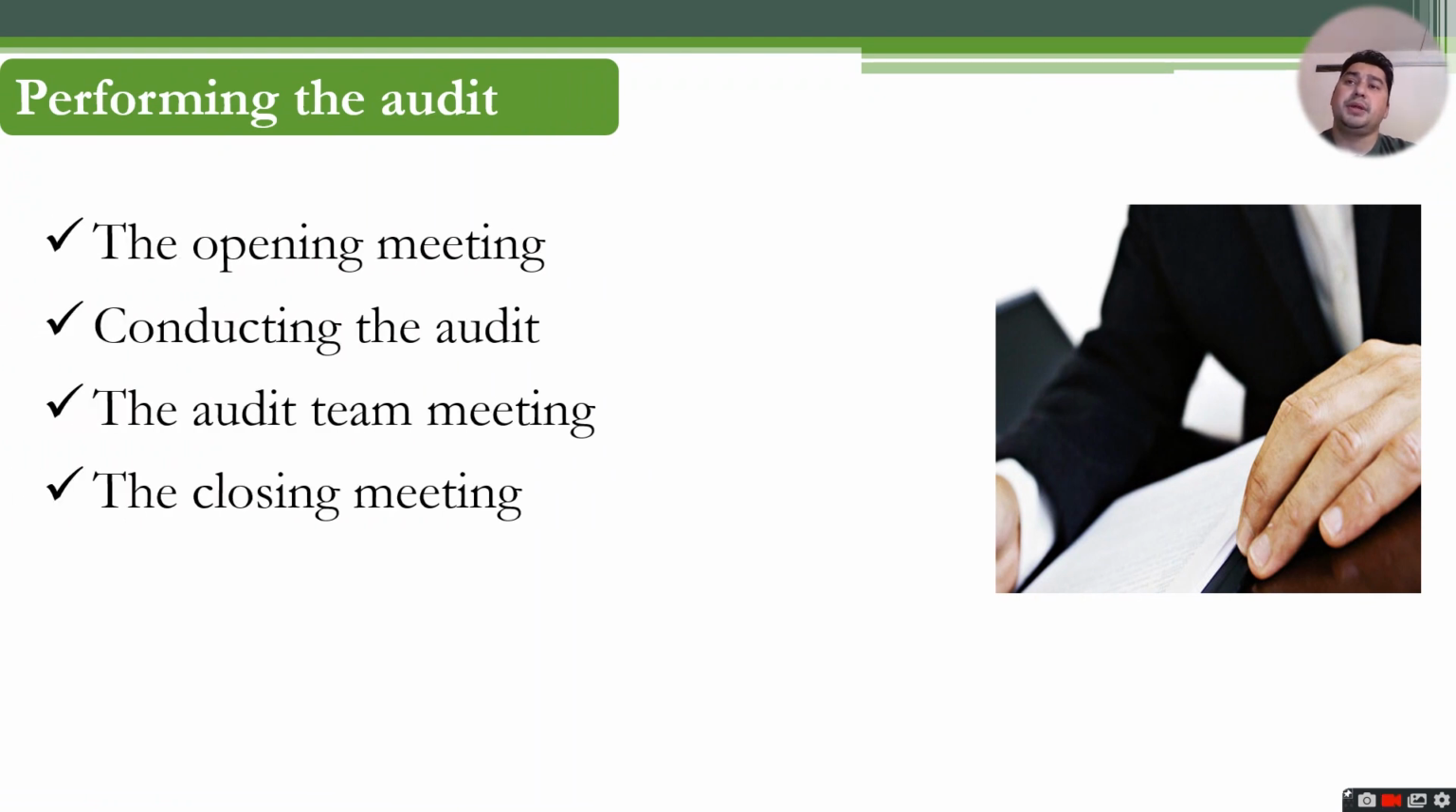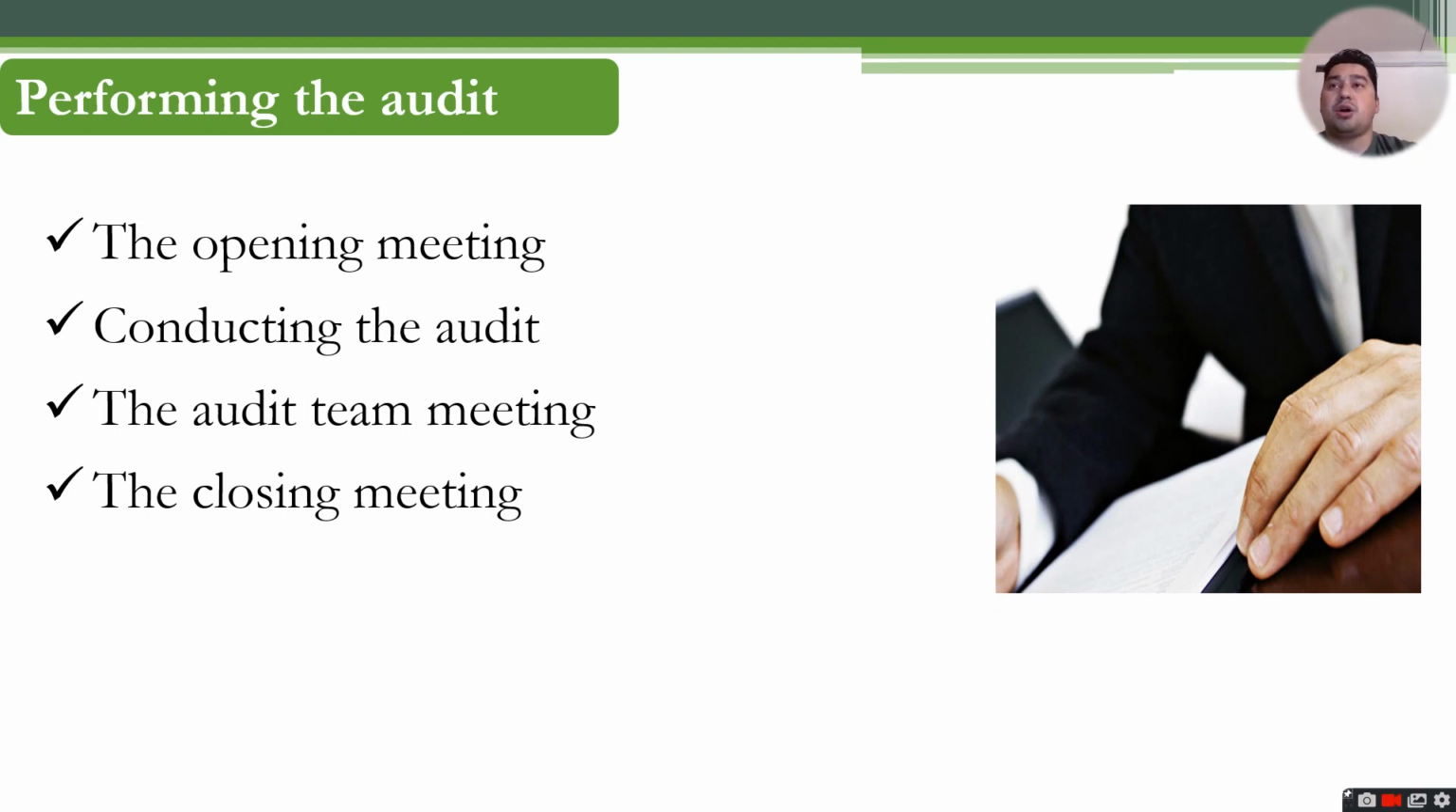Now, performing the audit, the opening meeting. When you are performing the audit, you have to start with the opening meeting. In the opening meeting, you have to introduce yourself to all the team members and the management members, and tell them the scope of the audit, how you are going to do the audit, what things you will audit, and what resources you need. Maybe you need a person during the audit.